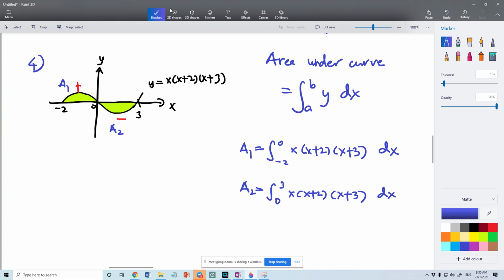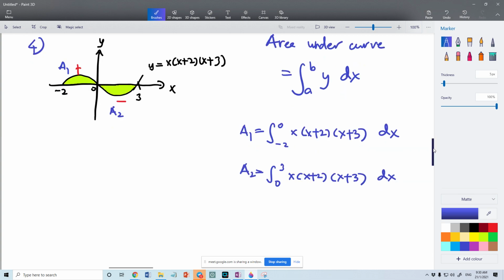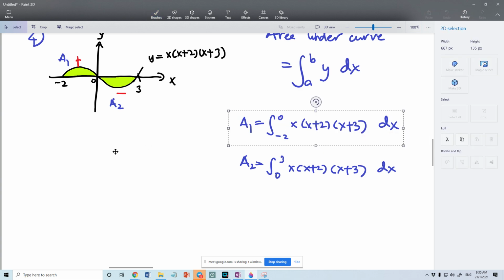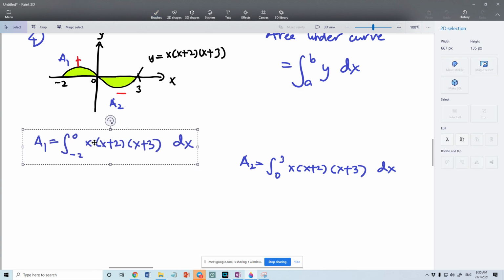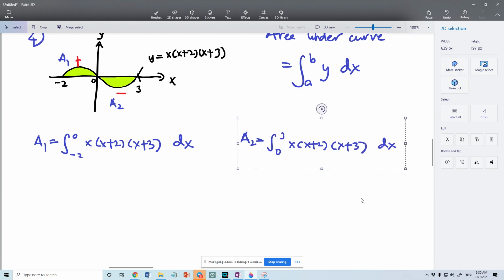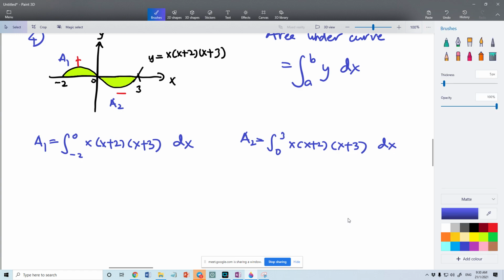Okay, so now I'm going to proceed with answering question number A1. So I'm going to try to do A1. I put it over here. Okay, we do A1. So go for A1.